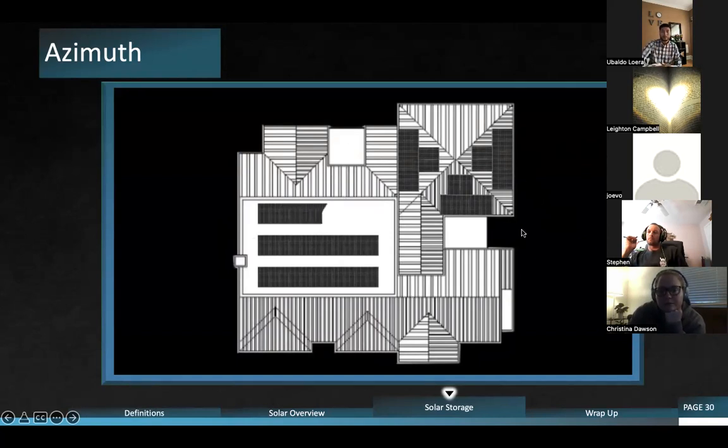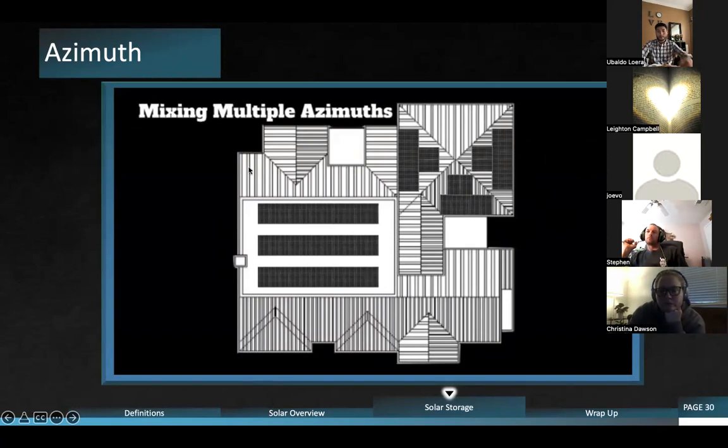But this would be considered a mixed array. This would be multiple azimuths on one house, which reduces the actual factor itself, which means that you need more panels to produce the same amount of kilowatt hours. So these are going to produce more sunlight from sun up to sundown than these two would, because halfway throughout the day, they're not getting direct sunlight. That's what's important to understand about it.